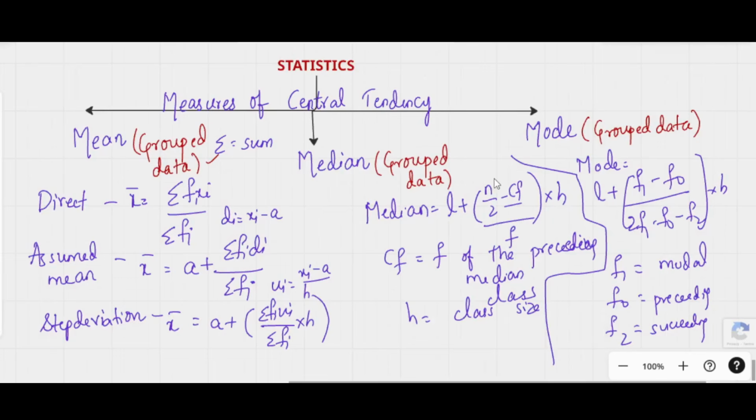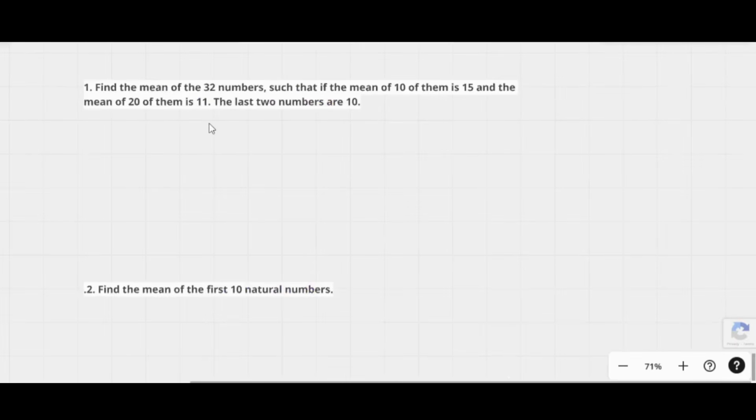Let us go to the questions and solve them step by step. Let us see some one mark questions from the chapter statistics, the mostly asked questions. Find the mean of 32 numbers, such that the mean of 10 of them is 15. They have directly given the mean of the 10 numbers, that is equal to 15. And also they told the mean of 20 numbers is 11. And the last two numbers are 10.